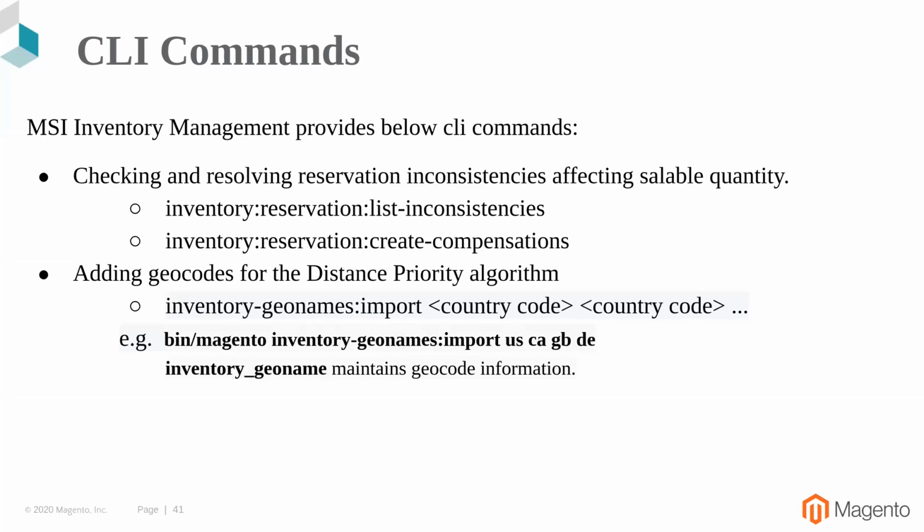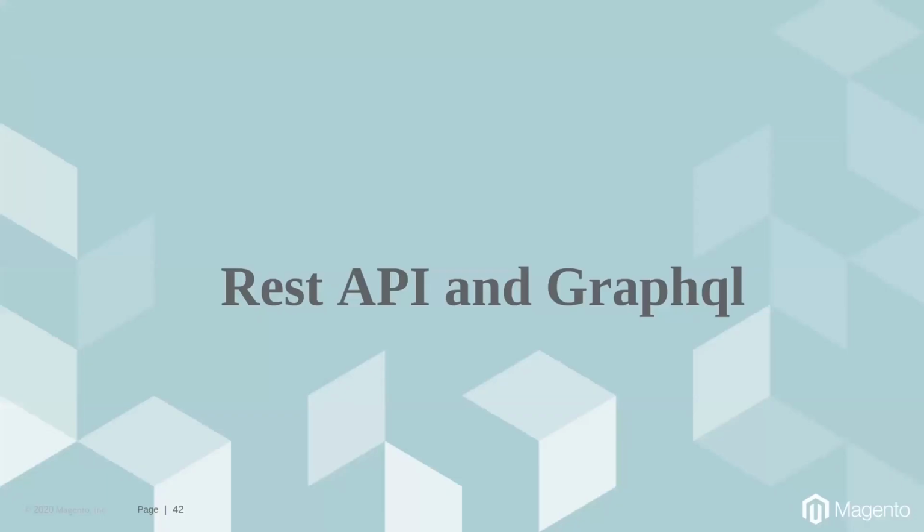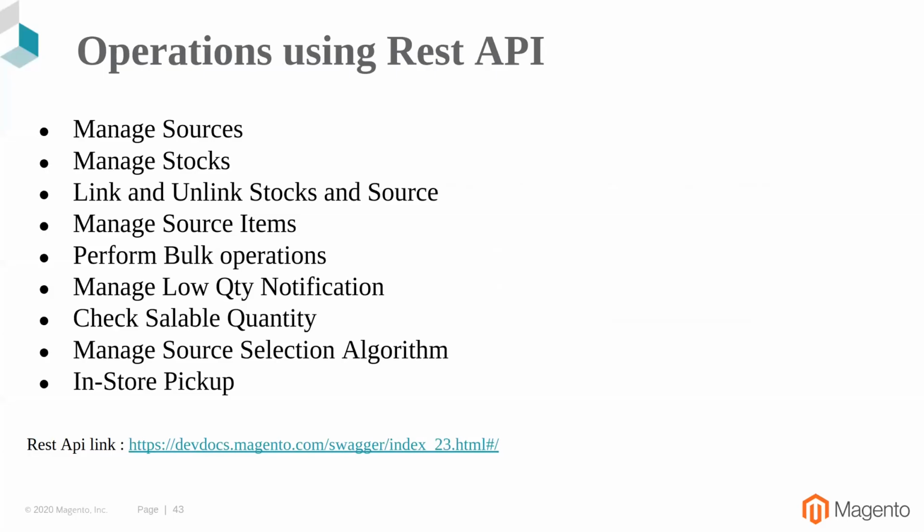Okay. These are some REST APIs and GraphQL provided by Magento. This is nothing but the operations we can perform using the REST API. You can go through this DevDocs link, Swagger link, where you can find these APIs. So manage sources, stock, we can link the stocks and sources. Even we can manage the source item, perform bulk operations, and so on.